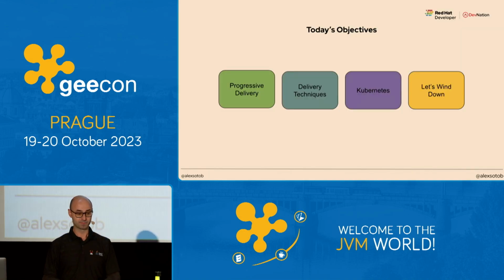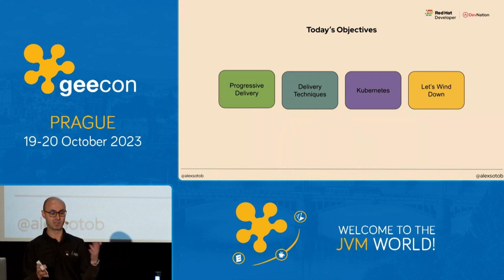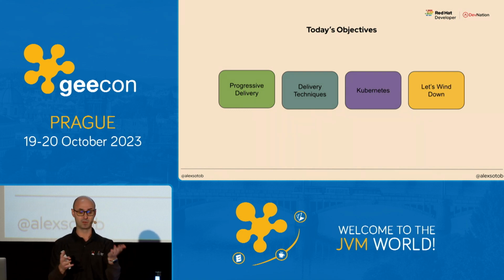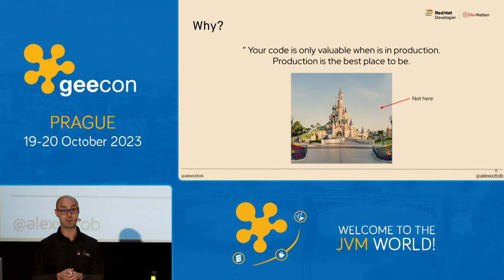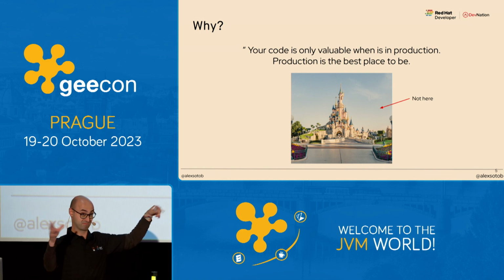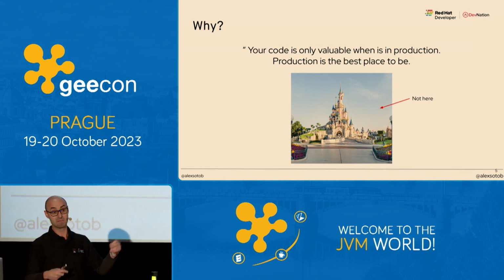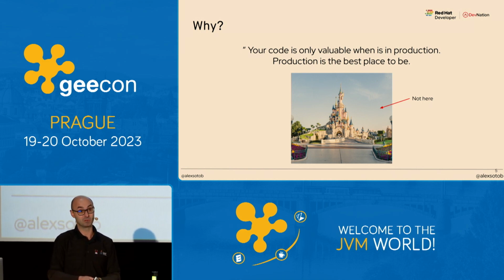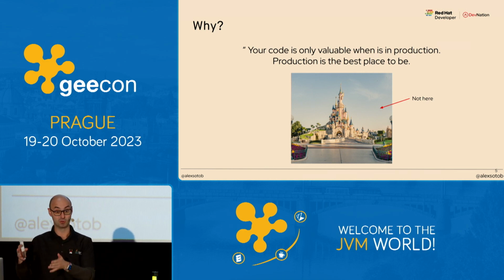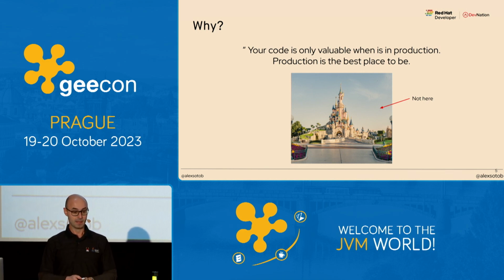First of all, today we're going to see a bit of what progressive delivery is, some delivery techniques, Kubernetes, and finally, the conclusions. Basically, why this talk? Well, because your code only has value when it's in production, right? Production is the best place where your code should be, not here in Disneyland, in your laptop. That's fine to be there, but it's not producing any value. So at least you need to move your services, your application, to production at some point, right?